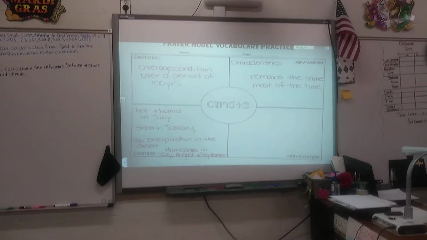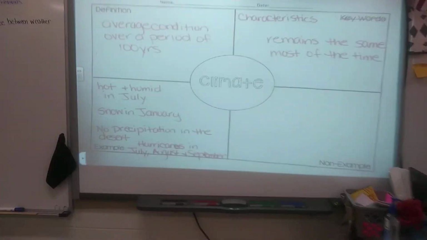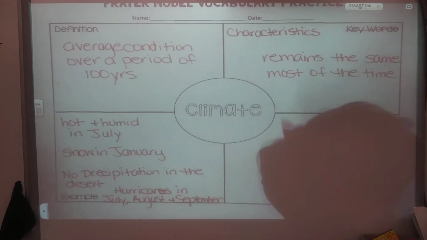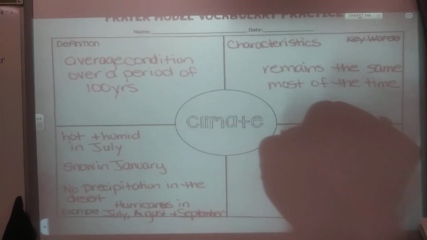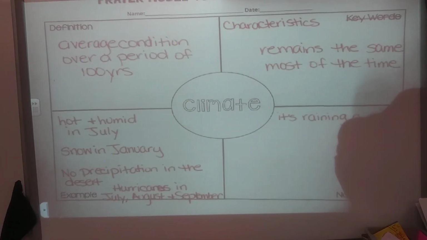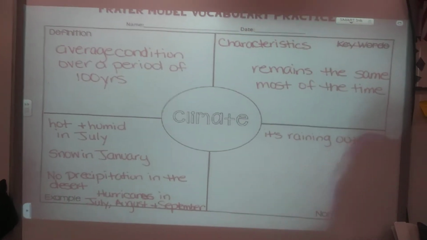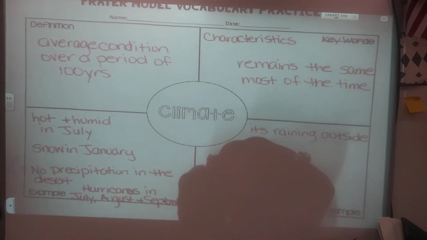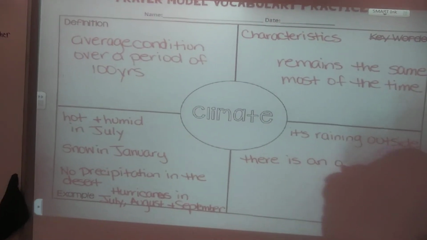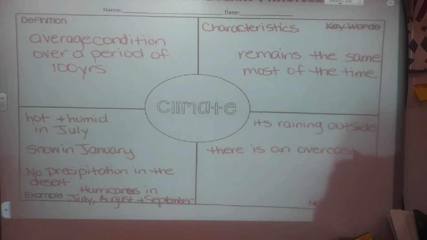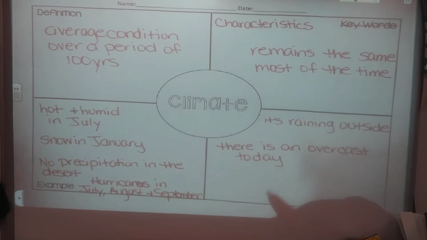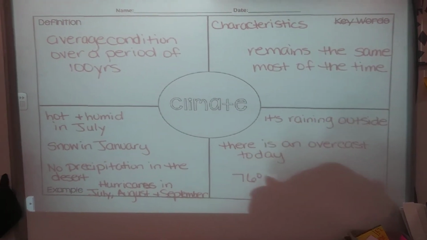Some non-examples of climate would include things such as it's raining outside, there's an overcast today, and one that refers to just the temperature. It's about 76 degrees Fahrenheit.